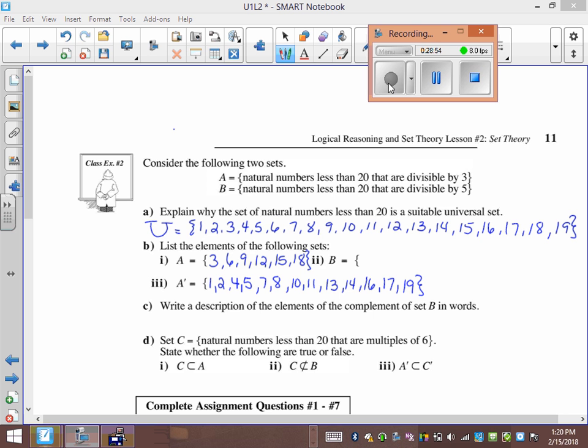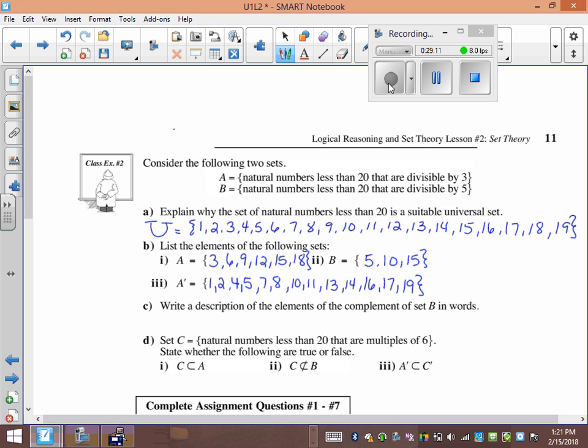B is even way better. B complement is not better. B is way better because B is what's divisible by 5. So which of those numbers in the universal set, when I divide by 5, I don't get a decimal? 5, 10, 15. Why did I say the complement would be worse? You should write everything but 5, 10, and 15. But we won't, so it's okay.